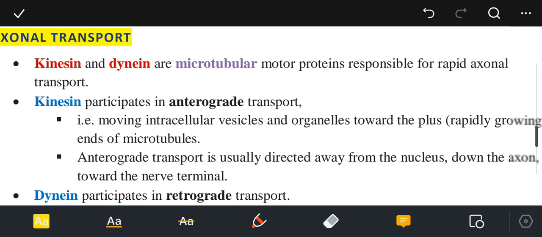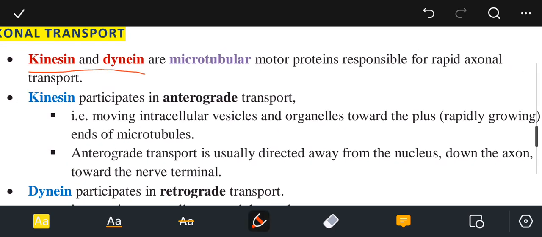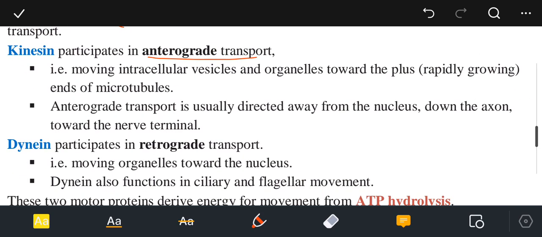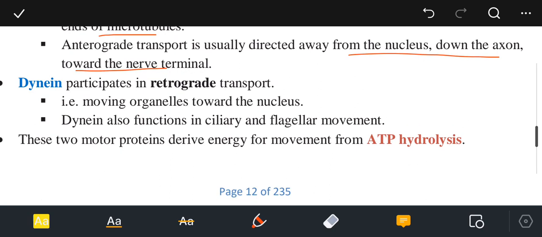Then here you can see axonal transport. Kinesins and dynein are microtubular motor proteins responsible for the rapid axonal transport. Kinesins participate in the anterograde transport, that is moving the intracellular vesicles and organelles towards the plus, or rapidly growing, end of the microtubules. Anterograde transport is usually directed away from the nucleus down the axon towards the nerve terminal. Then there is dynein. Dynein participates in the retrograde transport, moving the organelle towards the nucleus. Dynein also functions in the ciliary and flagellar movement. These two proteins derive the energy for movement from ATP hydrolysis.